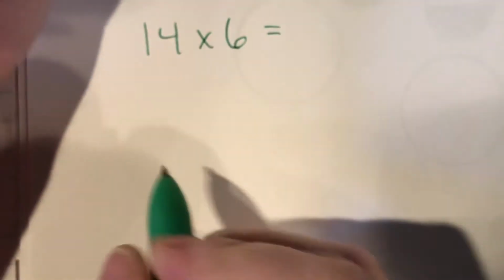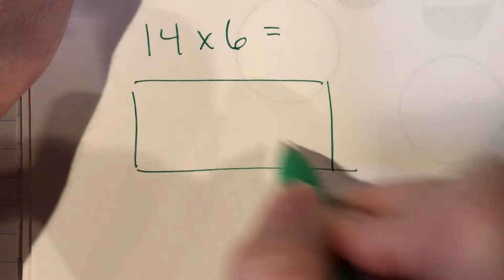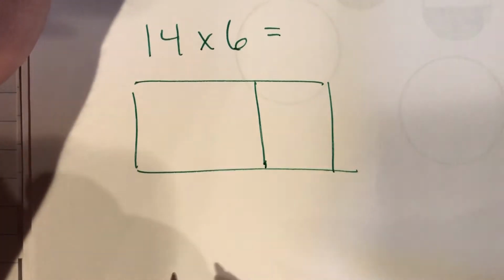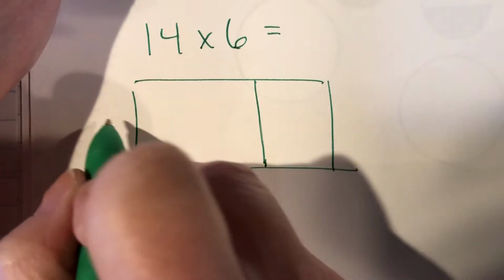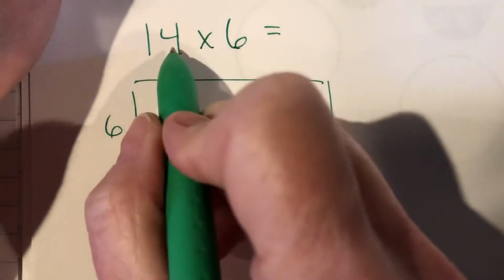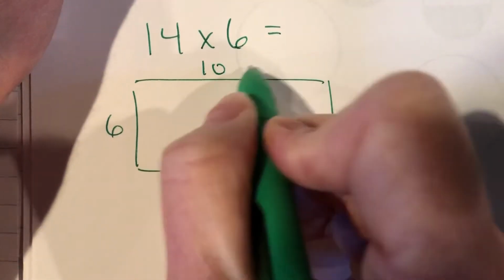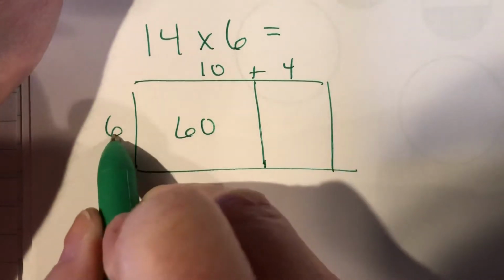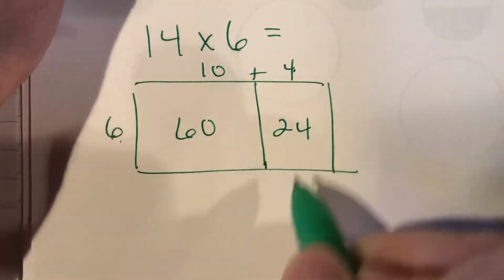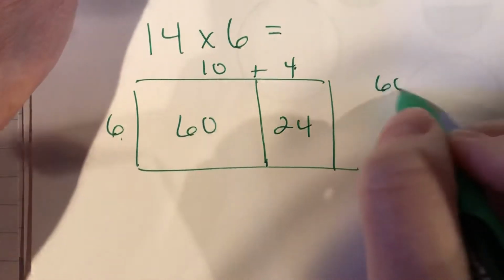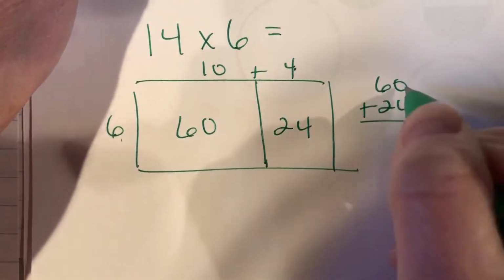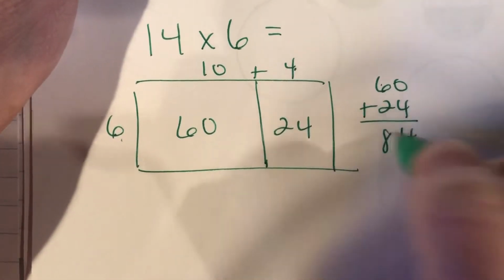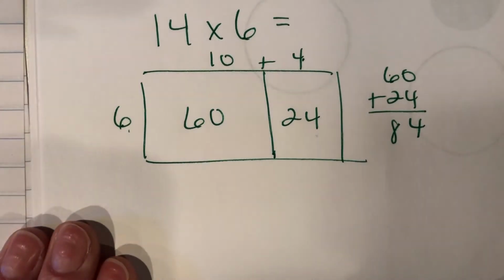Next one, please do 14 times 6 using the area model. Press play when you are ready. All right, I would put this 6 along this side and break the 14 up into 2 sections, into 10 and 4. 6 times 10 is 60. 6 times 4 is 24. So to find the area of the whole thing, I would have to add 60 plus 24, and 0 plus 4 is 4, and 6 plus 2 is 8. So 84 is what you should have.